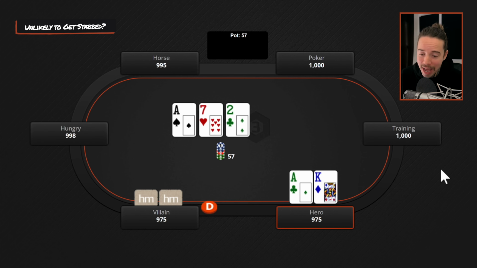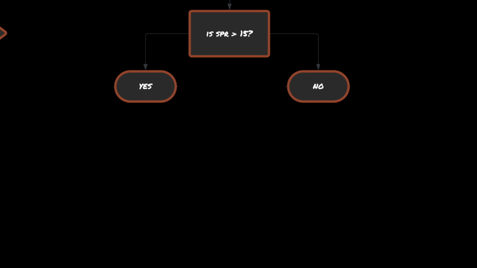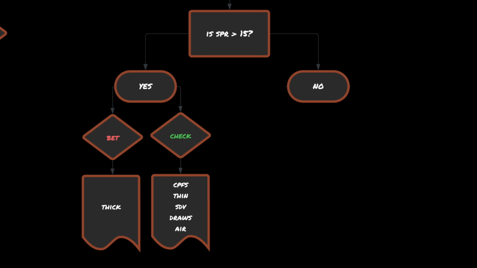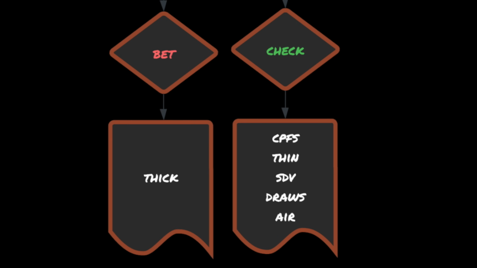Not the best at math, but we can see generally if we're starting 200 plus big blinds deep in a single raise pot, generally the SPR is going to be greater than 15. And if we're starting 150 big blinds or less, then generally the SPR will be less than 15. So back to our chart here. Yes, the SPR is greater than 15. And we see here we want to bet when we have thick value, and we want to check when we have hands that can play for stacks, thin value, showdown value, draws, and air.